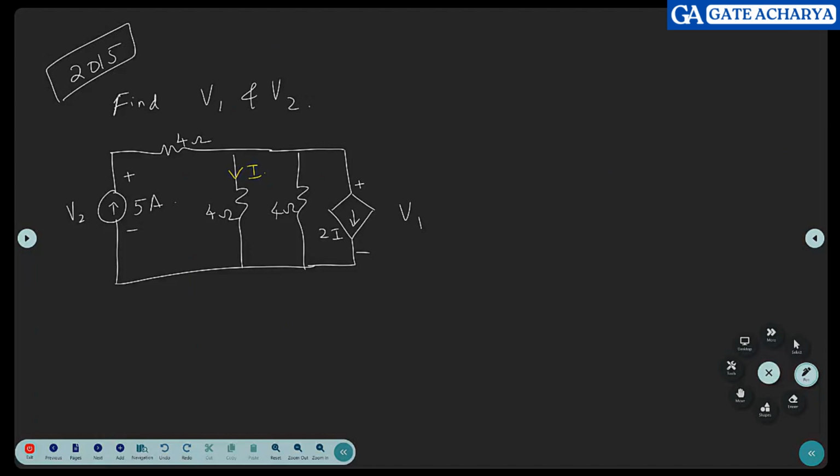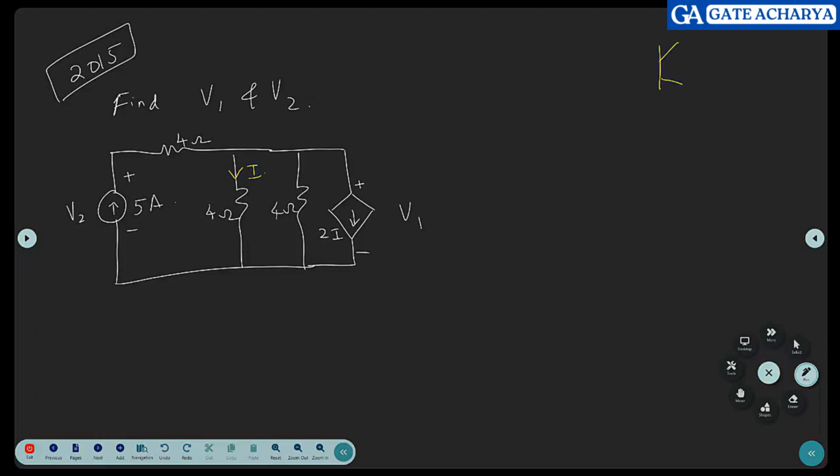And how much is the current? 2I. That I comes from here. If you say this is 1 amp, this will be 2 amps. A practical application of this, we will do a little bit later.